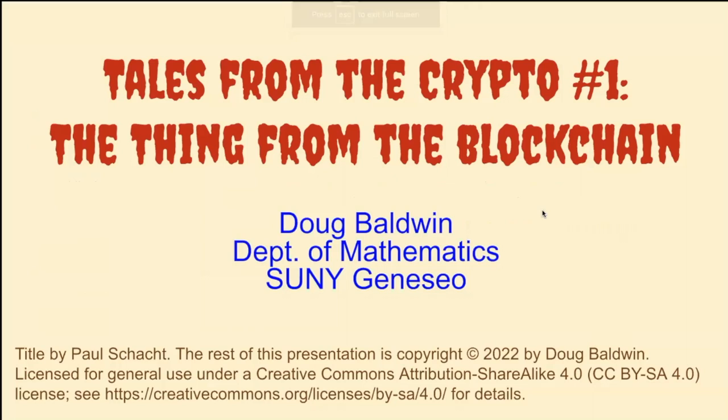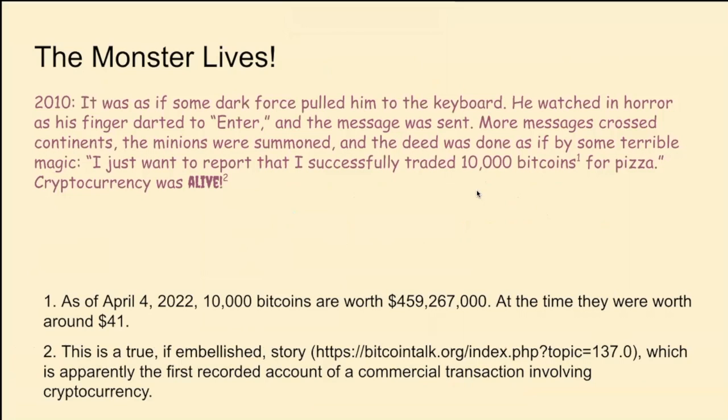So, as Paul indicated, I am going to be talking about the technical background of cryptocurrencies. You were promised a spine-tingling tale, and so here is the beginning of it. This is actually, I believe, a true, although rather highly embellished by me, story about the first recorded commercial transaction involving cryptocurrency, which was 10,000 bitcoins paid for a pair of pizzas.